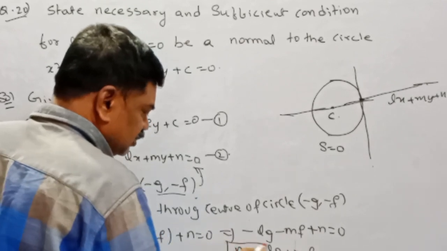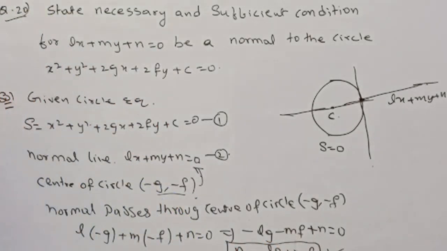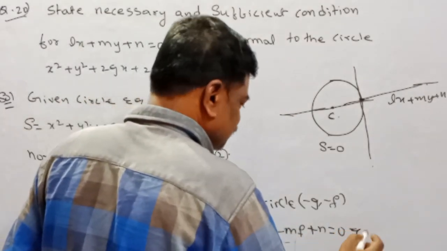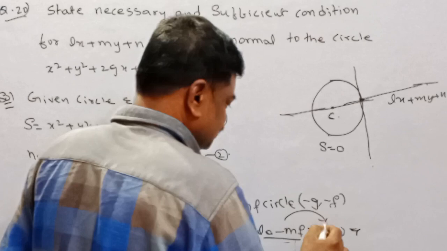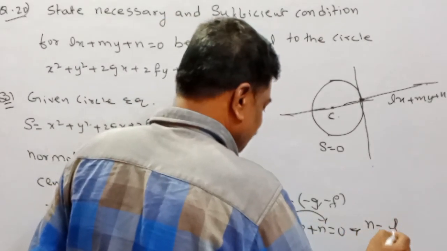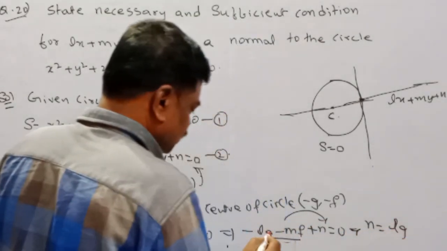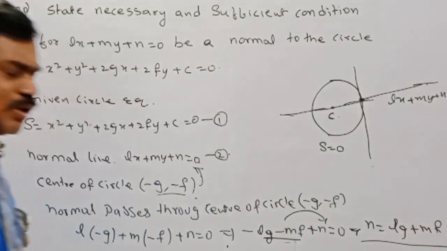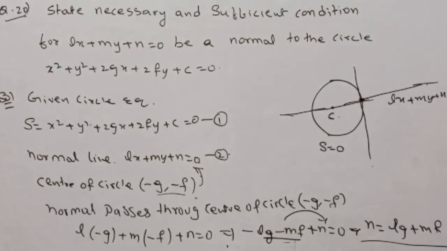So this is the necessary and sufficient condition: the normal Lx plus My plus n equal to 0 to the circle x square plus y square plus 2gx plus 2fy plus c equal to 0. Then what is the normal? You can take this to this side, n is equal to Lg plus mf. So this is the necessary and sufficient condition.